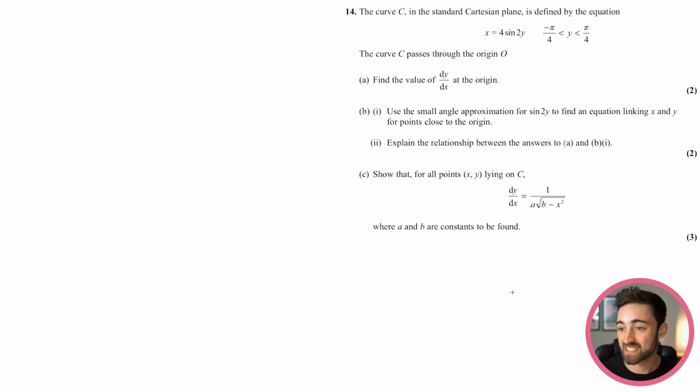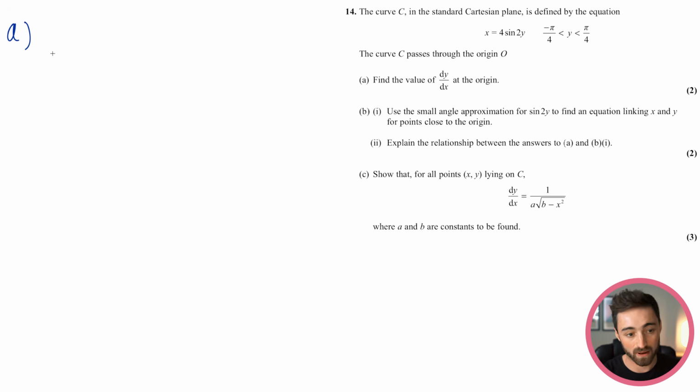Here we go. The curve C in the standard Cartesian plane is defined by the equation x equals 4 sine of 2y. Cool. Find the value of dy by dx at the origin. Okay, careful. We are not given y in terms of x. We're given x in terms of y. So we can't just go, dy by dx equals.